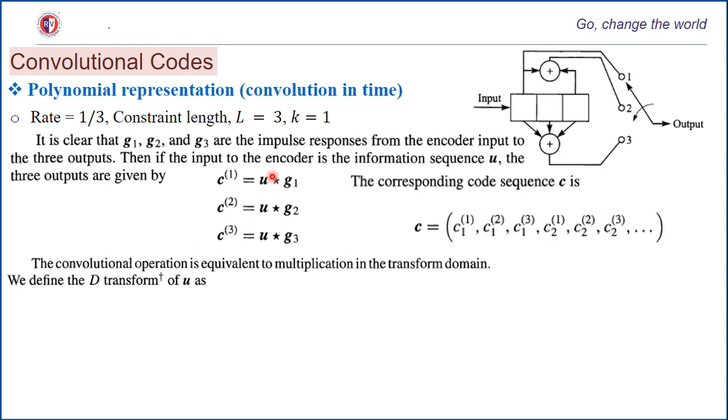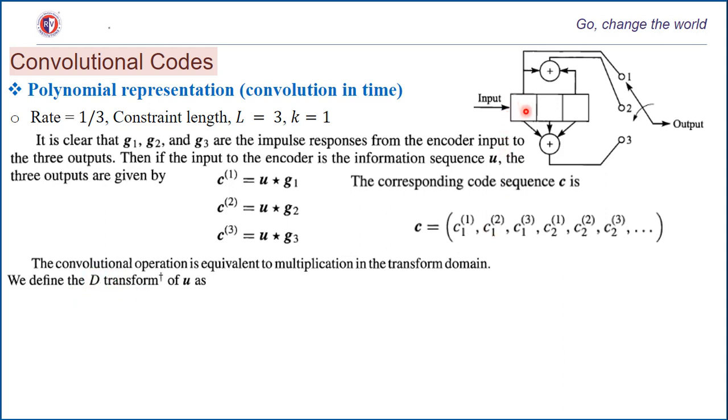The convolution operation, as we have mentioned here, to generate encoded outputs, is equivalent to multiplication in the transform domain. This is in the time domain, convolution is in the time domain. If I take it into the transform domain, it could be the frequency domain, or the Z domain, or the D transform. It can also be called the Z transform in some of the resources. So you can say it is a D transform, which represents the delay.